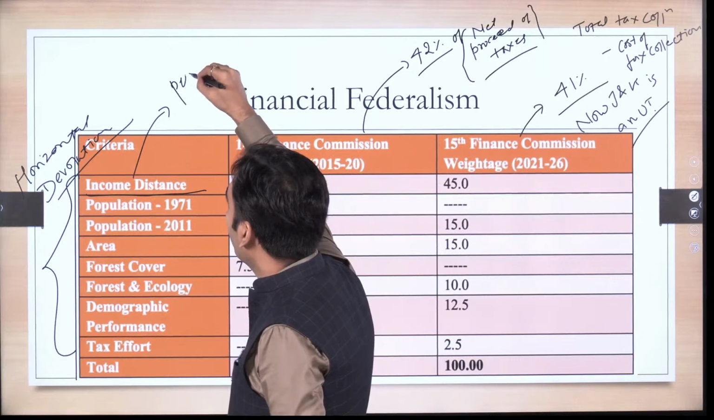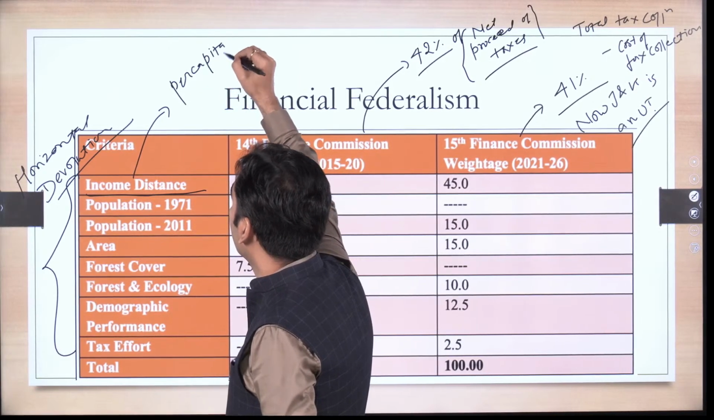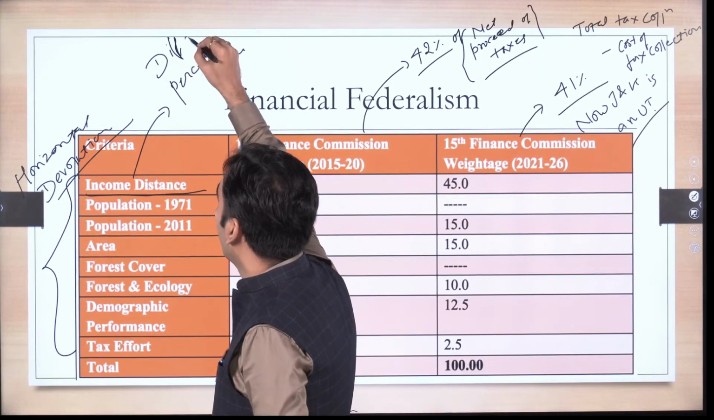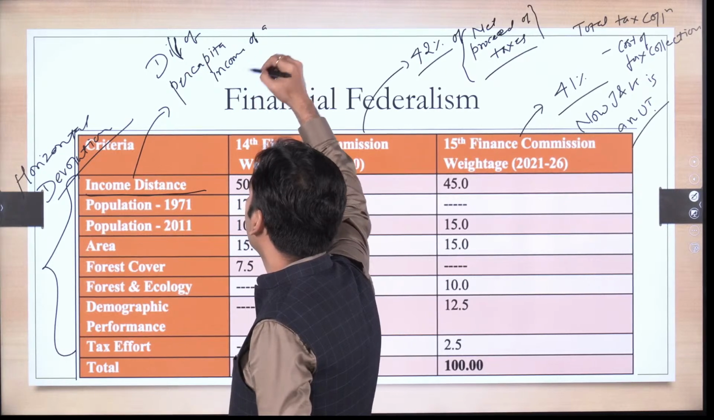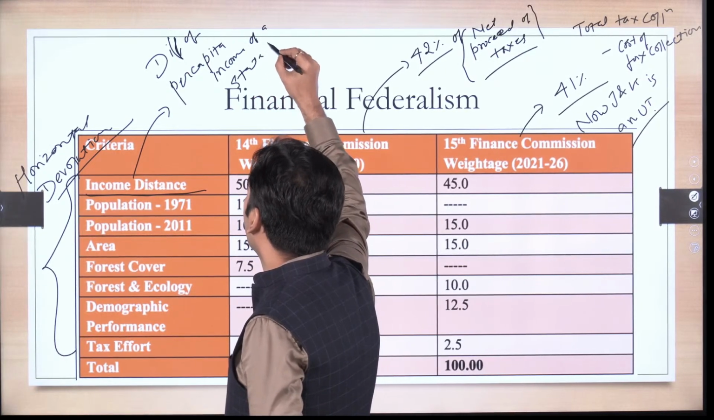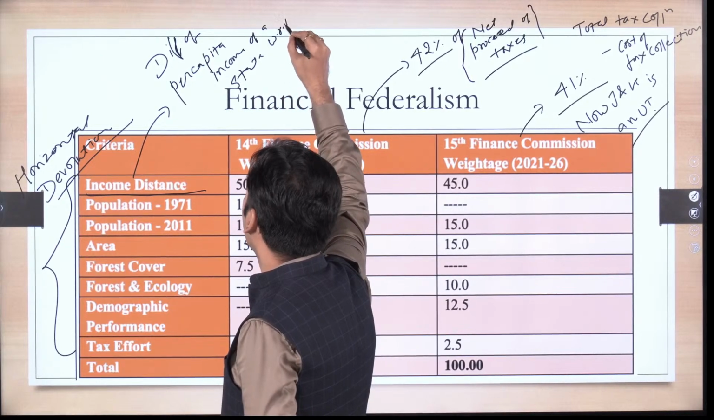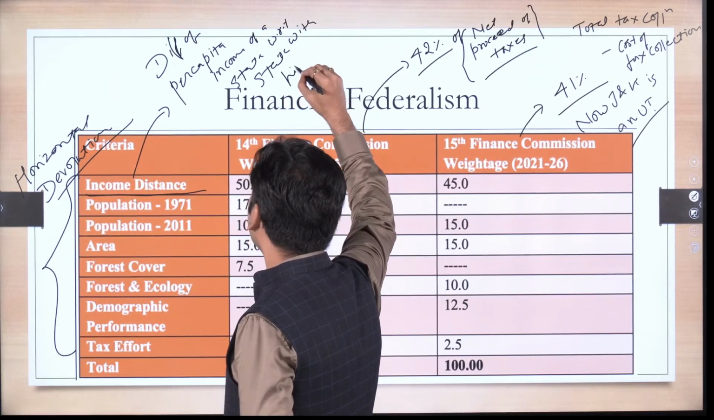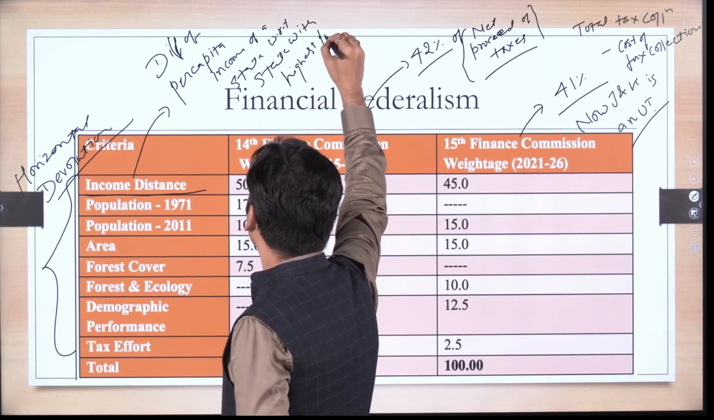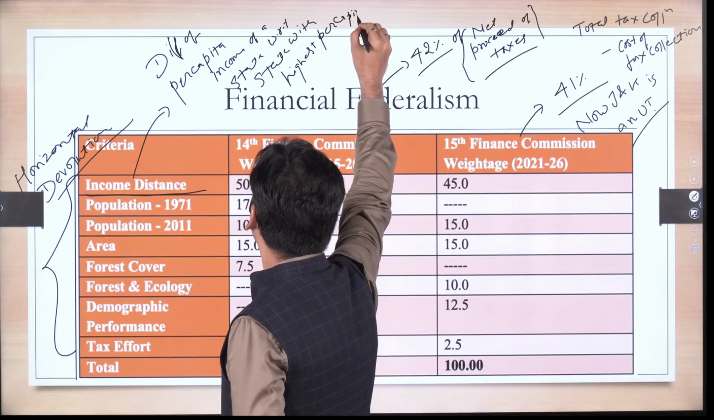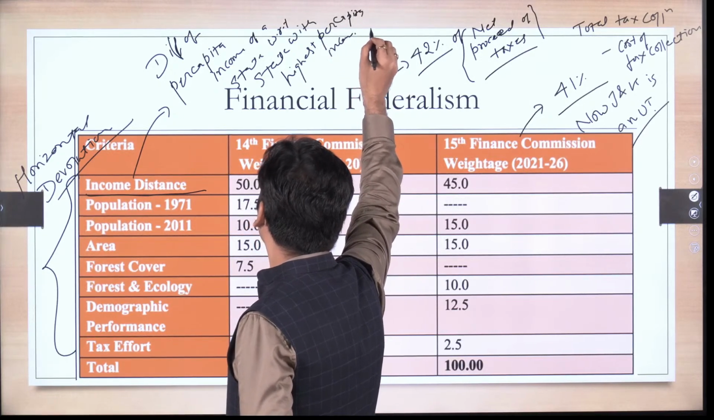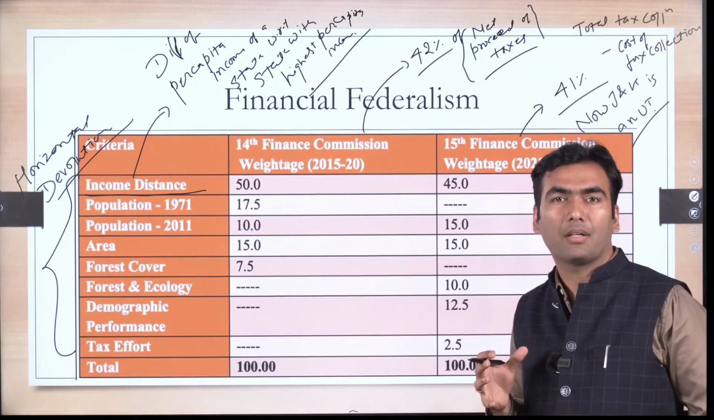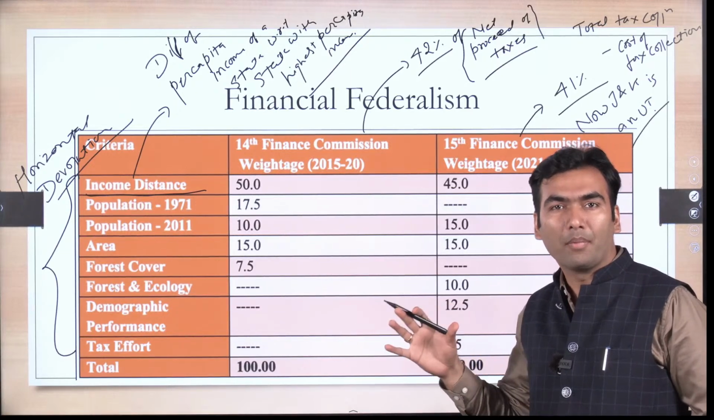the per capita income, or rather the difference of per capita income of a state with respect to the state with the highest per capita income. So there would be one particular state which has the highest per capita income in our country. All other states are going to have less per capita income.